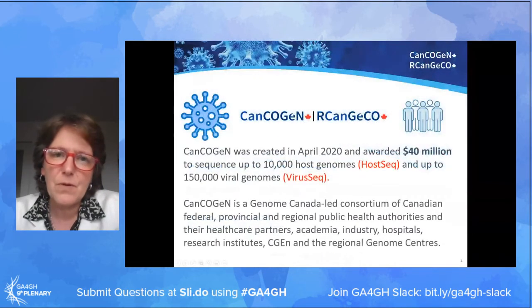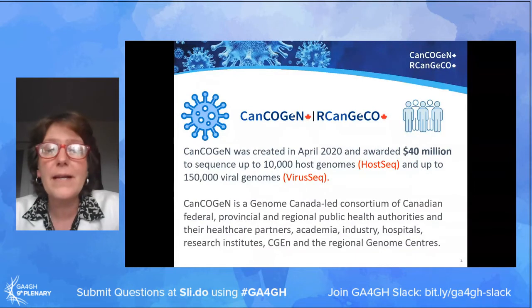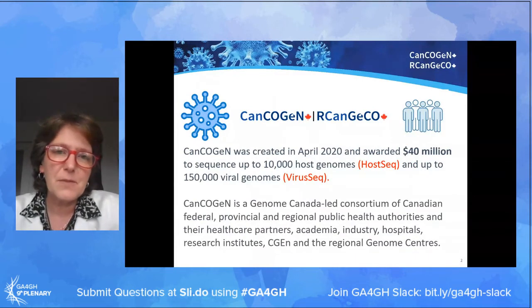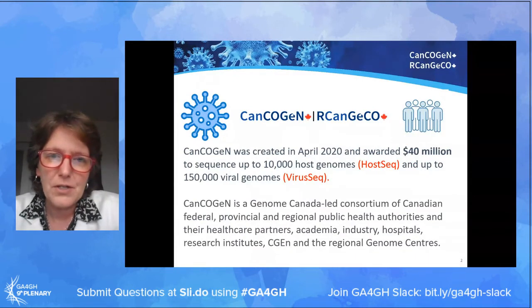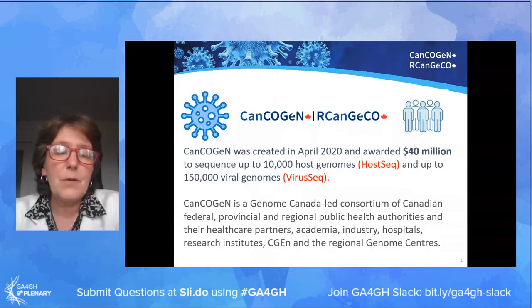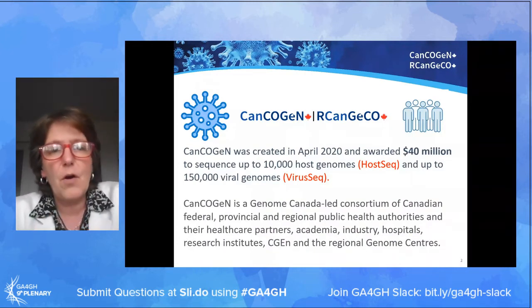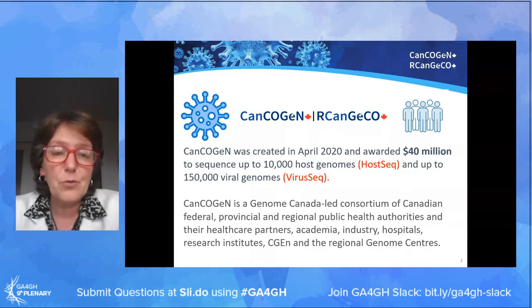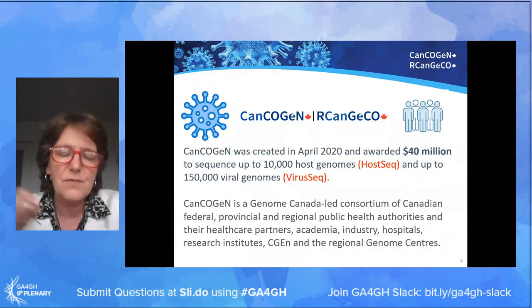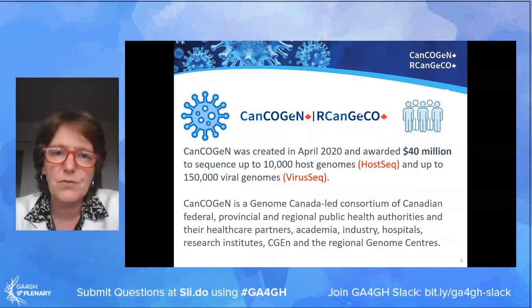So the CanCoGen network was actually created in April 2020 with an initial investment of $40 million to sequence 10,000 host genomes and up to 150,000 viral genomes. The idea with the overall project was to generate the data to inform public health and policy decisions across Canada, in each of the provinces, and across the country.